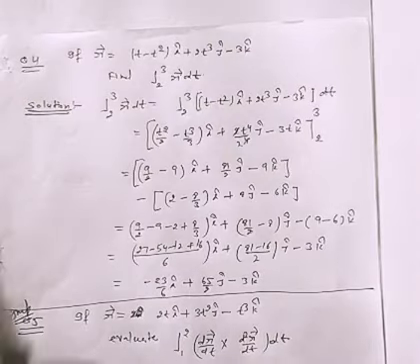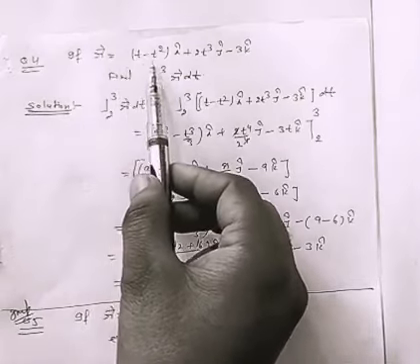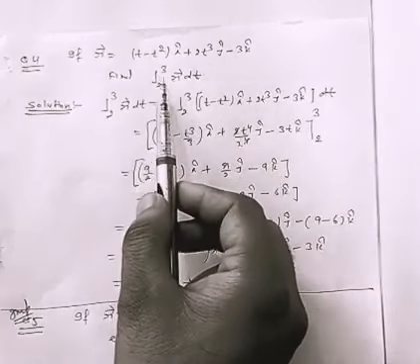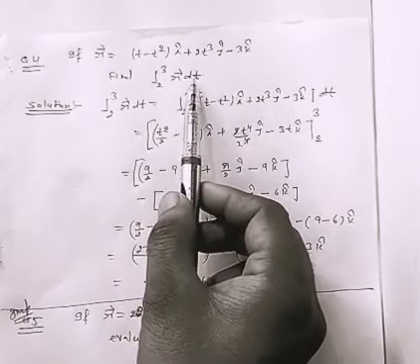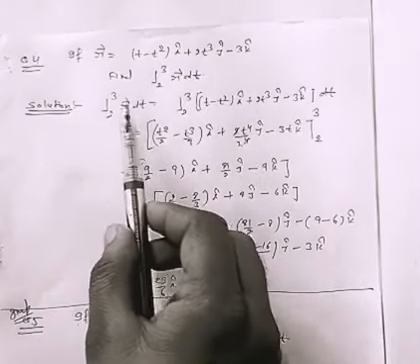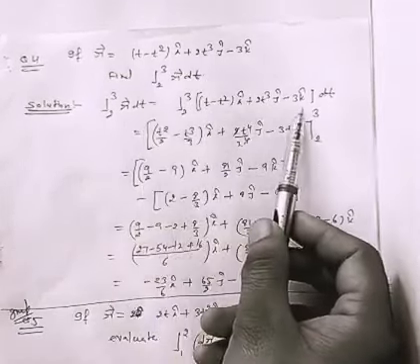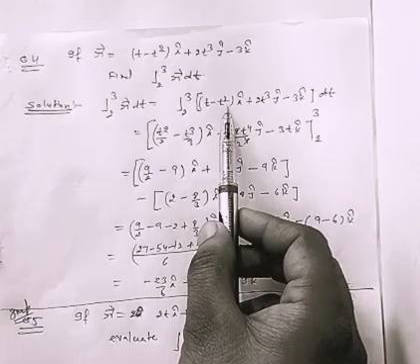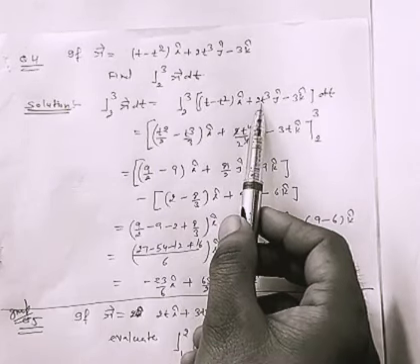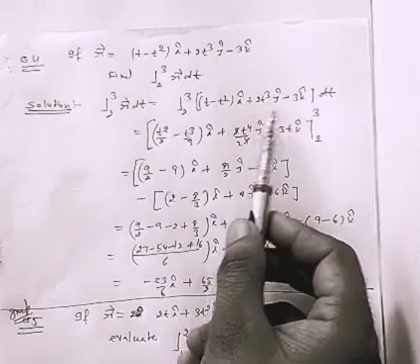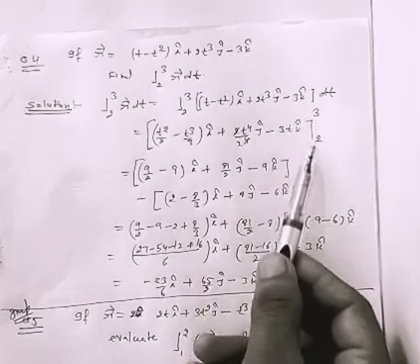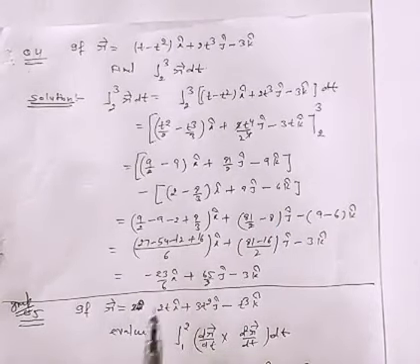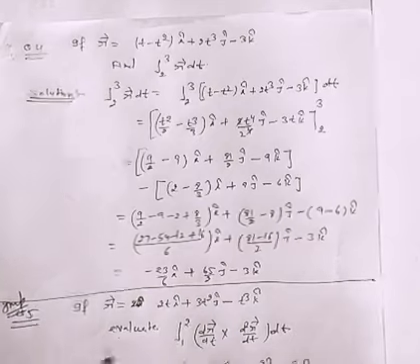of exercise 5.1. If r vector is equal to t minus t square i cap plus 2t cube j cap minus 3k cap, find the integral from 2 to 3 of r vector dt. Simple question based on definite integral. Integral from 2 to 3 of r dt, putting the value of r here and integrating: t square by 2 minus integration of t square is t cube by 3, 2t cube integration of that term is 2t to the power 4 by 4, minus 3k cap integration of 3, and after applying the upper limit and lower limit, we get the answer of that question. So simple question. Okay students, clear.